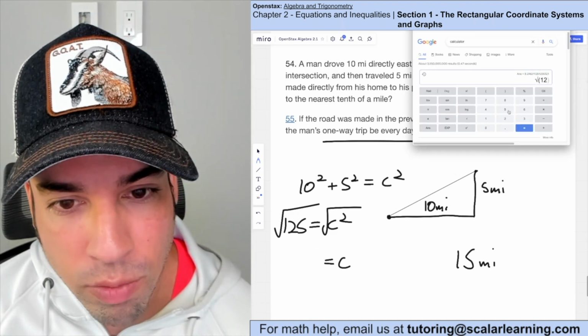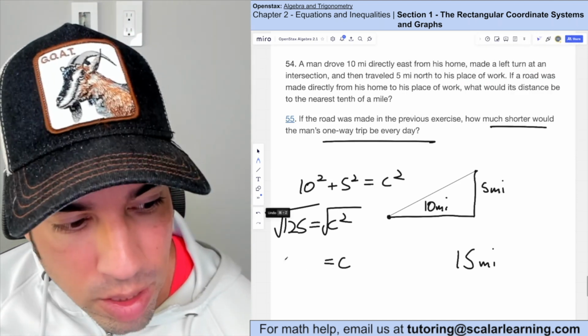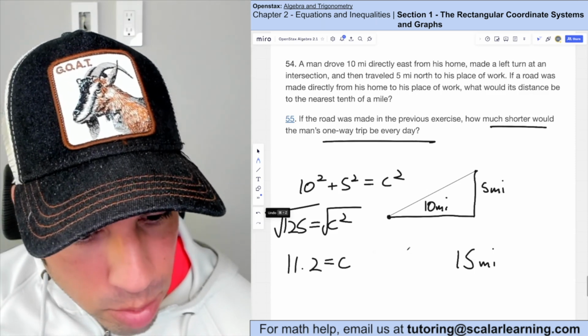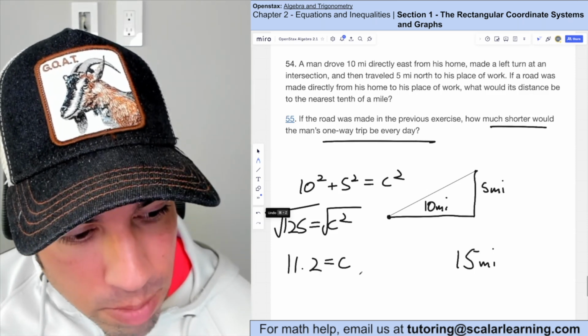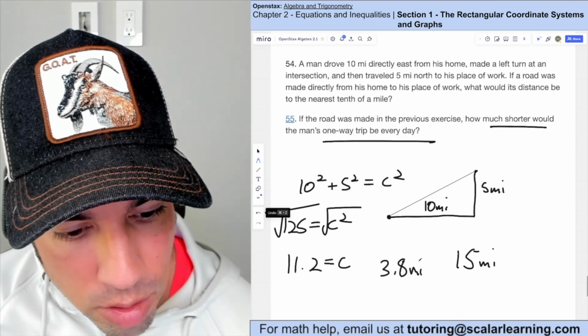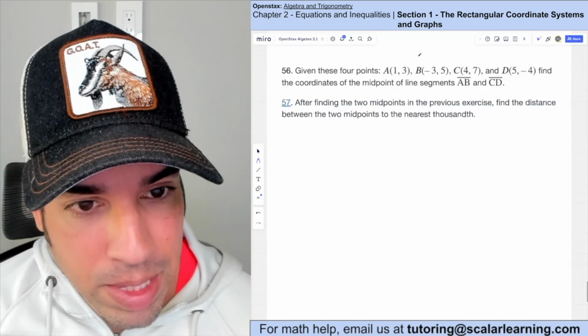So the square root of 125 is 11.18. I'm going to round that up to 11.2. So how much shorter is this? We could subtract them, but you could do it mentally. 15 minus 11.2 is 3.8 miles. Boom, done. So 57 refers to 56, so we're going to keep that up there as we go.